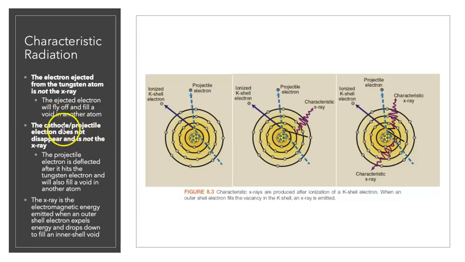The cathode or projectile electron also does not disappear, and it's not the X-ray either. It's going to be deflected and either be conducted through that anode or fill another vacancy in a tungsten atom. But remember, any excess electrons we have are conducted by the anode back into the system, and nothing is created or destroyed. It's only reused and put in another spot. The X-ray itself comes from that electromagnetic energy emitted when those other electrons drop down and fill the voids left.